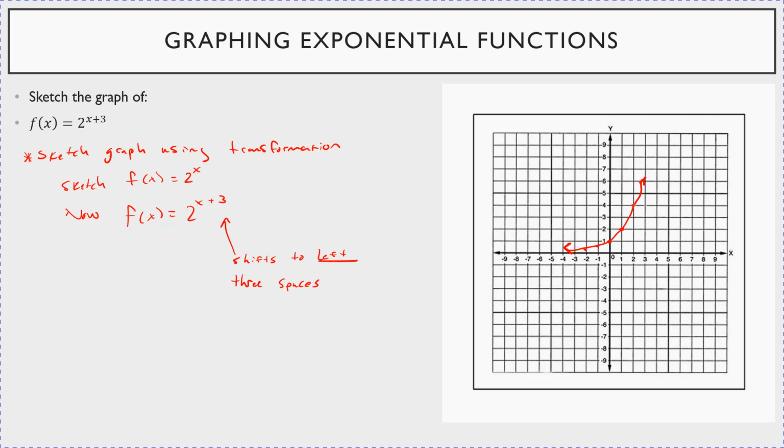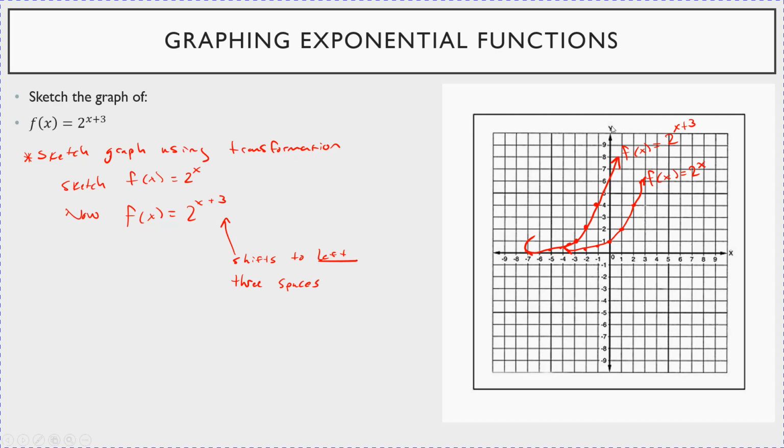Right, so you can just take this one, go 1, 2, 3. Over here, 1, 2, 3, and this one here, 1, 2, 3, and this one, 1, 2, 3. And you can see here, you get the same points. They're all just shifted over to the left 3 spaces. So this right here was f of x is equal to 2 to the x, and this one right here is f of x is equal to 2 to the x plus 3.